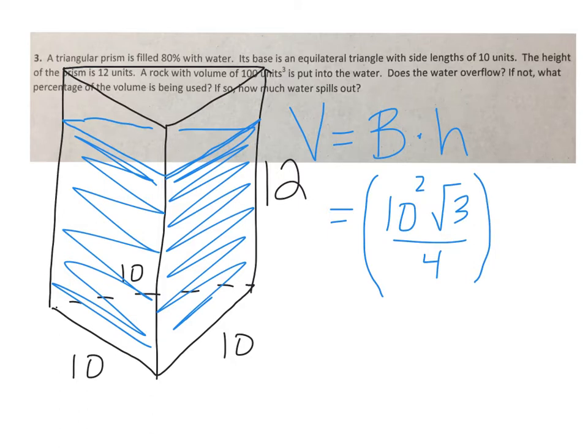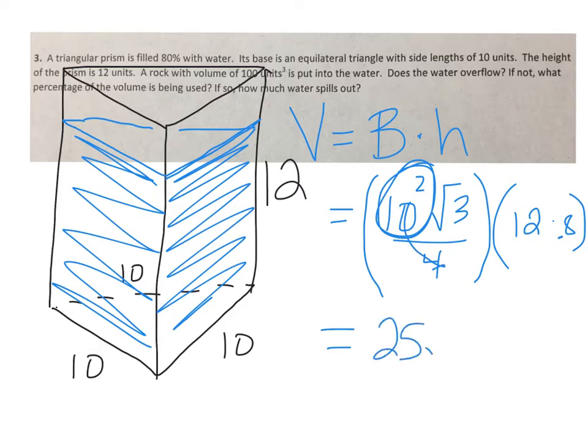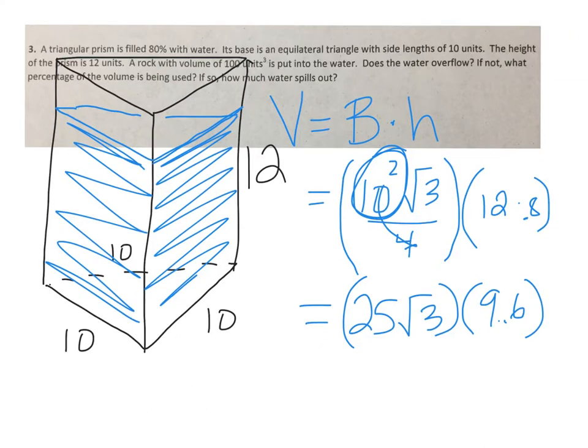Okay, that's a very special formula for the area of an equilateral triangle if you know the side length. Times the height, which is 80% of 12. So 12 times 80%, or 12 times 0.8. Okay, so a little bit of simplification here. 10 squared is 100. 100 divided by 4 is 25, as the base area, and 80% of 12 is 9.6. So the water is 9.6 units up the side of this.